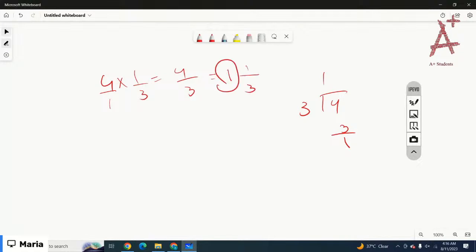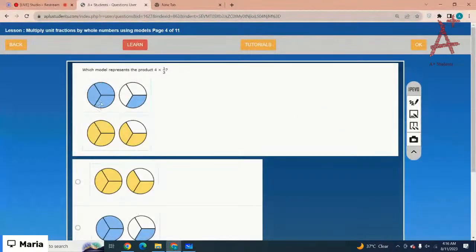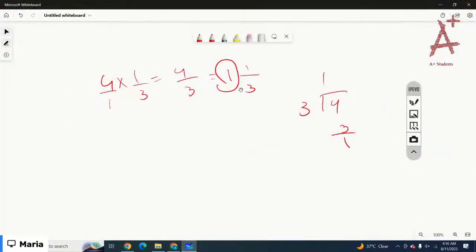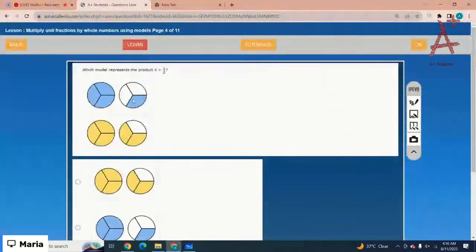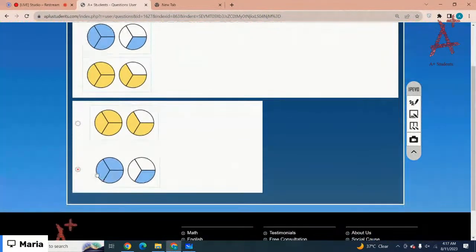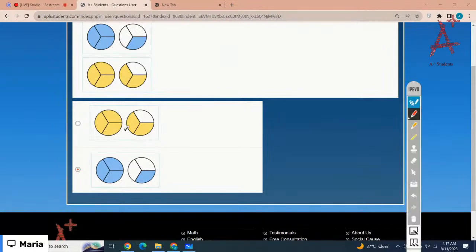1 whole means you have one complete figure colored, right? 1 whole means this one is 1 whole, right? And then you have 1 over 3, that means you have 3 portions and just one is colored. So this one is the correct option. The whole colored means that represents 1, and it represents 1 whole 1 over 3. That represents 1 and that represents 1 out of 3. So together it is 1 whole 1 over 3, right? Okay, let's just move on to the next one.